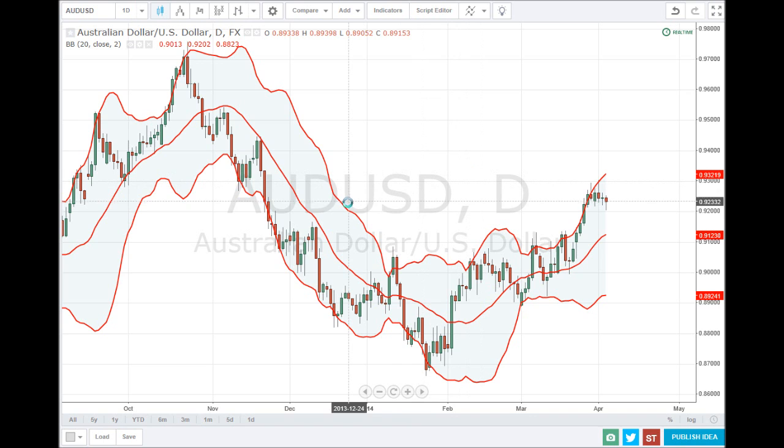This is a daily chart of the Australian dollar, US dollar. I have my Bollinger Bands on the chart. You'll notice the Bollinger Bands consist of 3 bands: the upper band, the middle band, and the lower band. When price downtrends, you'll notice that price generally stays within the area of the lower and middle band. When price uptrends, you'll notice that price generally stays within the area of the upper and middle band.